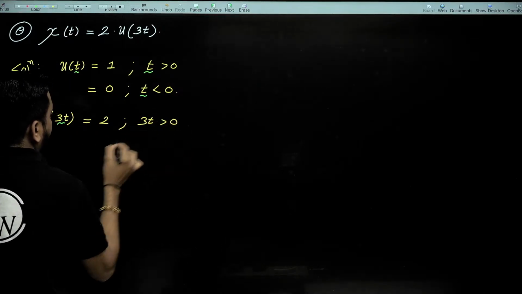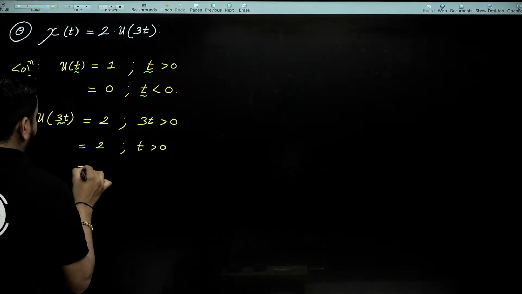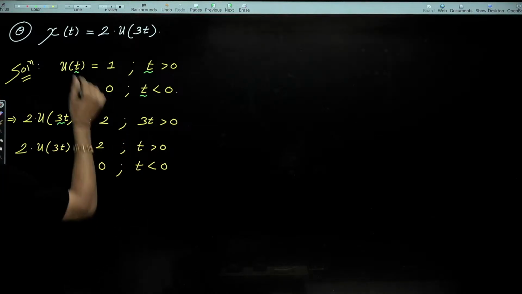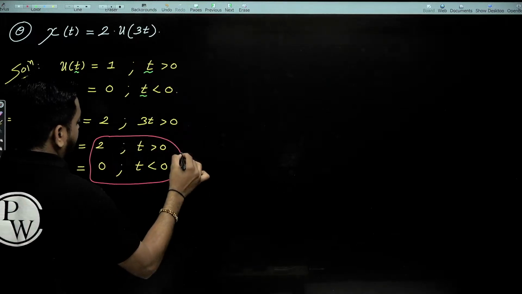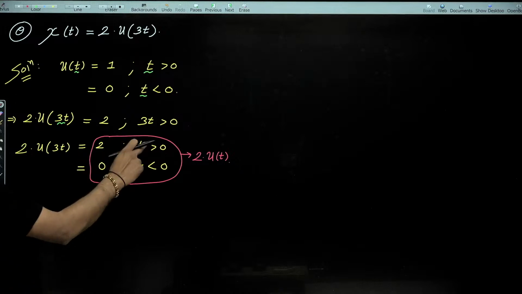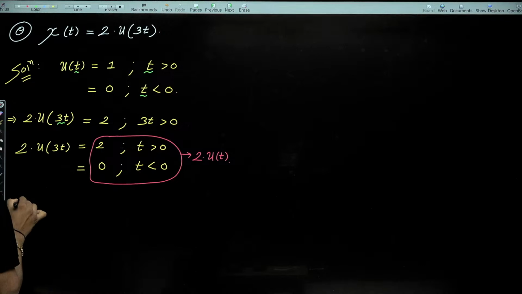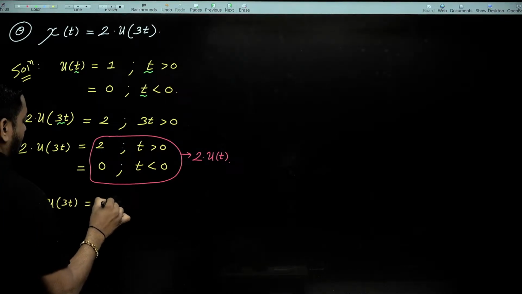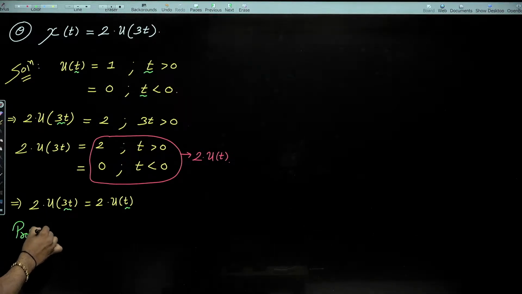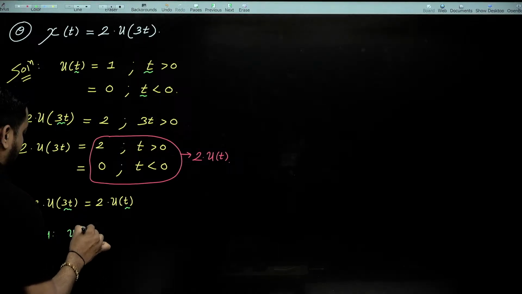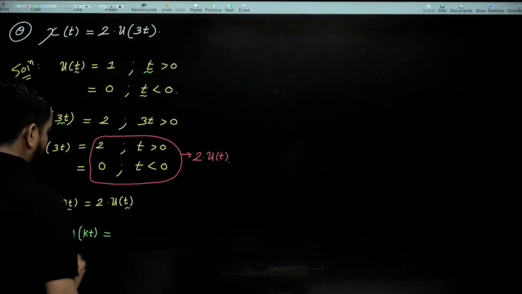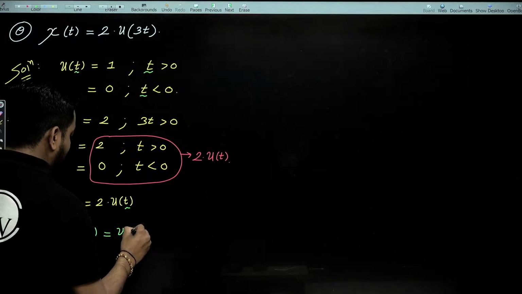Here 3t greater than 0, it will be 2, and 0 for t less than 0. So, can we say it is nothing but 2 into u of t? Can we say like this? Observe this, guys: amplitude 2 and t greater than 0 into u of t. So finally one property we get from this is nothing but 2 times u of t. Here this is 3t, again t, guys. So in general, one property of the step function: can we write like this? u of kt, where k is any scaling factor, it can be positive, it can be negative, it can be integer, it can be non-integer. So it will be u of t, where k is a scaling factor.